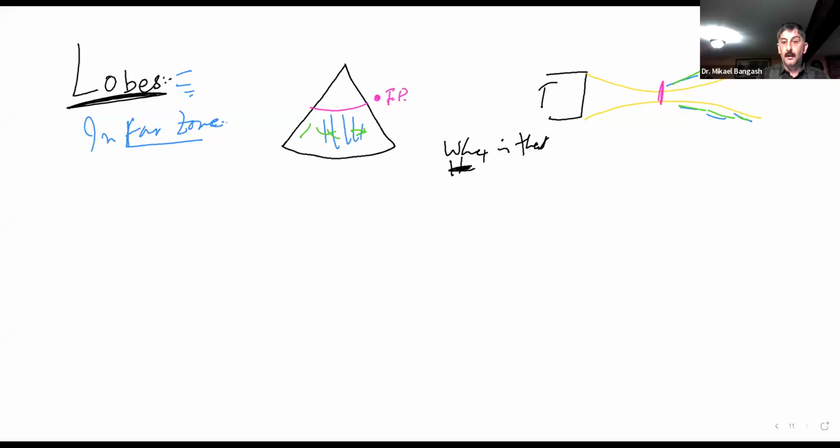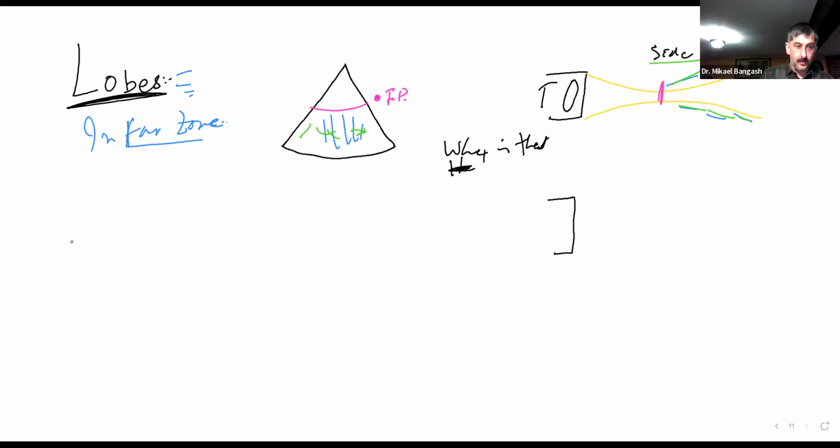So in those kinds of transducers, the likelihood of production of lobes is going to be in the far zone. Now the other kind of lobes that we might get, this is what we call side lobes, right? Let's do it this way. These are the side lobes.